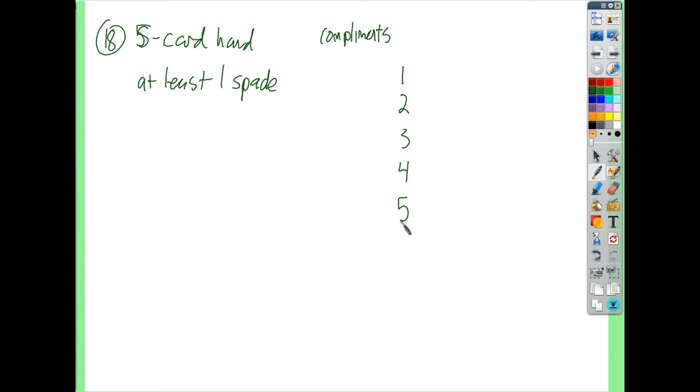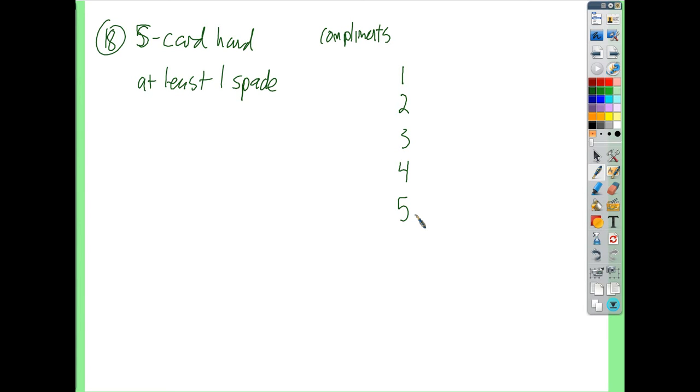So what we have to do is count how many ways we can get exactly one. That's some number of 5-card hands with exactly one spade, not also 2, 3, 4, and 5. Then we'd have to count all the hands that have exactly 2 spades, exactly 3 spades, exactly 4 spades, and all 5 spades. And then what would we do with all those numbers? Add them all up. Those are all the hands that have at least one spade.